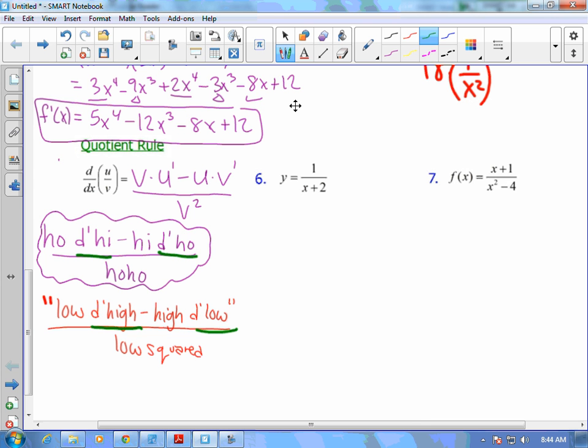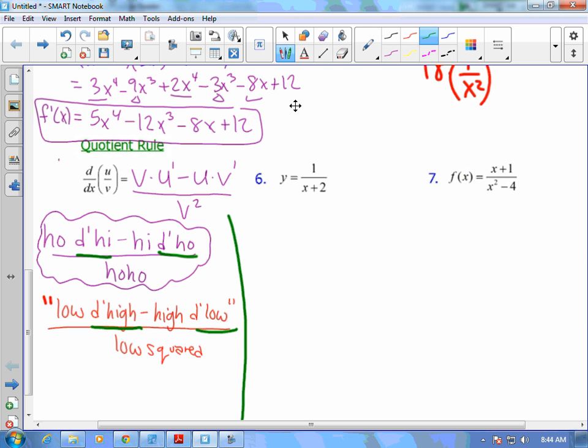In graduate school, I remember talking to my statistics professor, and it had been a few years since I had done calculus. So I was in his room working on some integrals, because when we were doing statistics, you have to do calculus too. And I was like, oh, is this the ho D high minus high D ho over ho ho? And he's like, whatever helps you remember it. He was like, okay, whatever, sure. And it was the quotient rule, which I was doing. I just called it ho D high minus high D ho over ho ho.